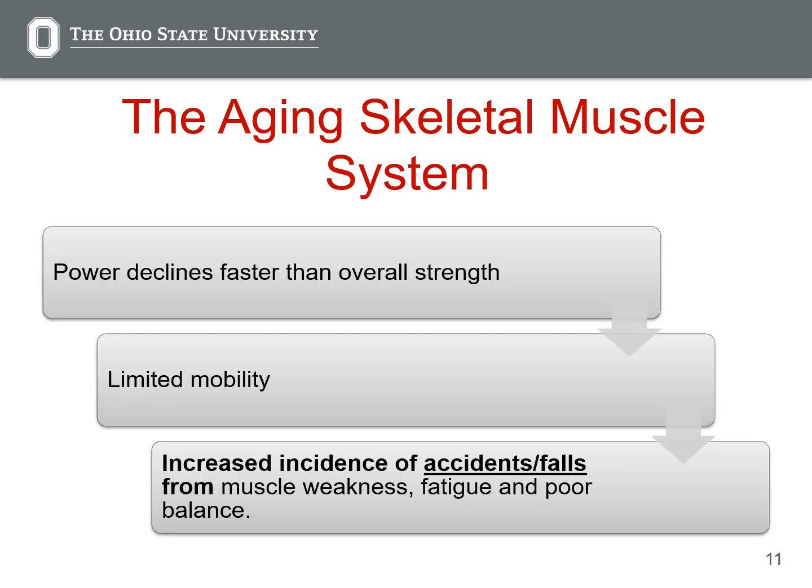We see those power declines. It's faster than overall strength, right? We see a slower decline in strength because we're losing those type 2 and they're moving to type 1, which still allows us strength, but it significantly reduces our power. We have limited mobility again, which is going to significantly increase incidence of accidents and falls from either muscle weakness, fatigue, and poor balance, right? We're losing that neuromuscular control as well.